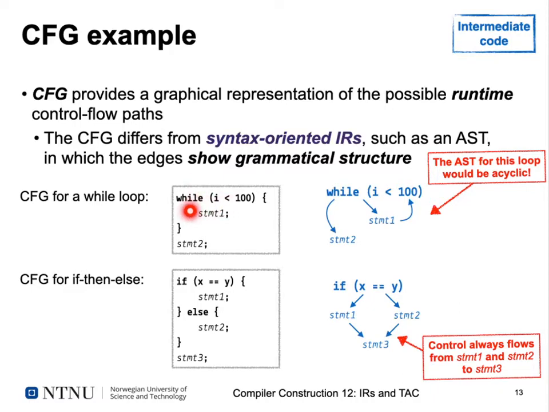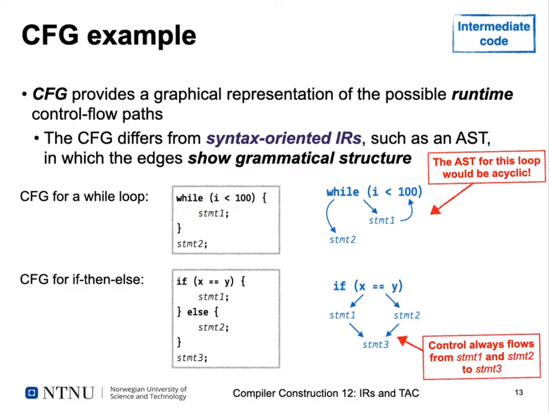So these are the possible control flows here. Either we can go inside of our loop body here and then start at the beginning of our loop again afterwards, or we can finally exit the loop and end up here. So if you would just construct the EST for this loop, this would just be acyclic, because it would just describe a while with a statement block below it, and then we don't imply that we execute this multiple times.